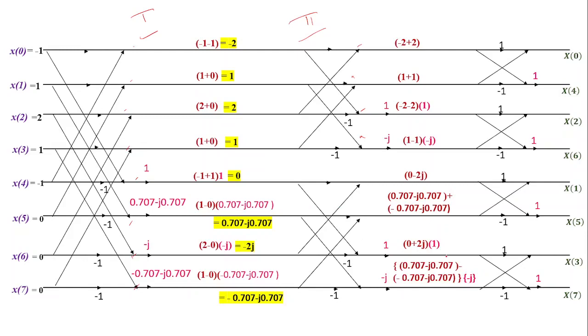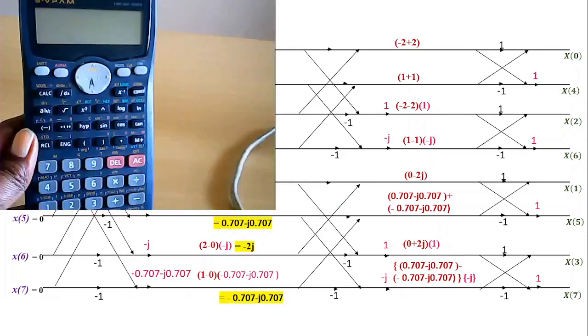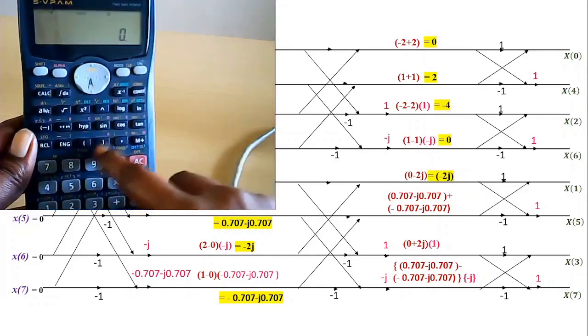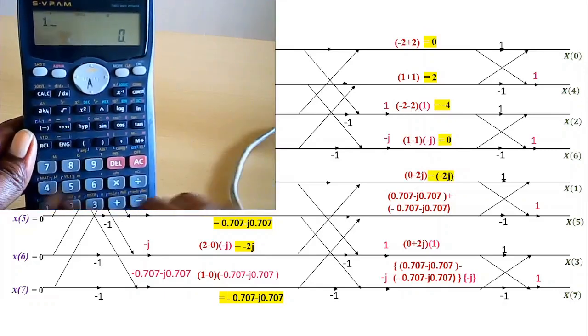Now we can use your calculator to find the answers here. Here -2 plus 2 is going to be 0, 1 plus 1 is going to be 2, then -2 minus 2 is going to be -4, here 1 minus 1 is going to be 0. Here 0 minus 2j is going to be minus 2j, and for this one put your calculator in complex mode.